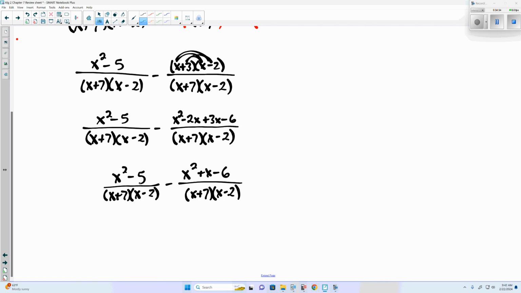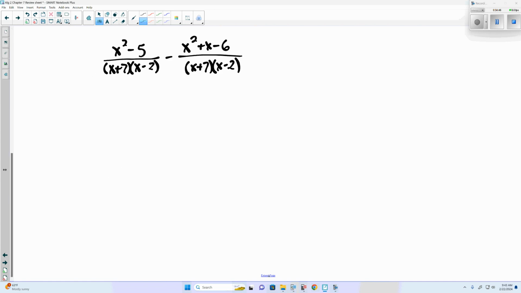And then combine like terms. The question is how we got to this point here. We feel good getting to this point. Yes? It'd be nice if one problem started out here, yes?